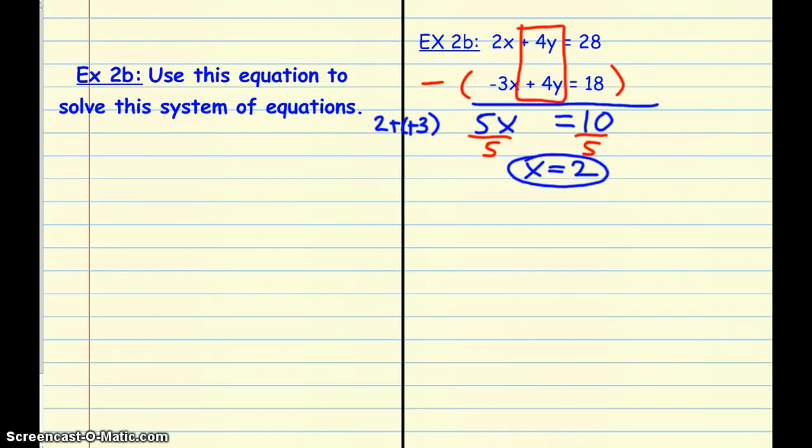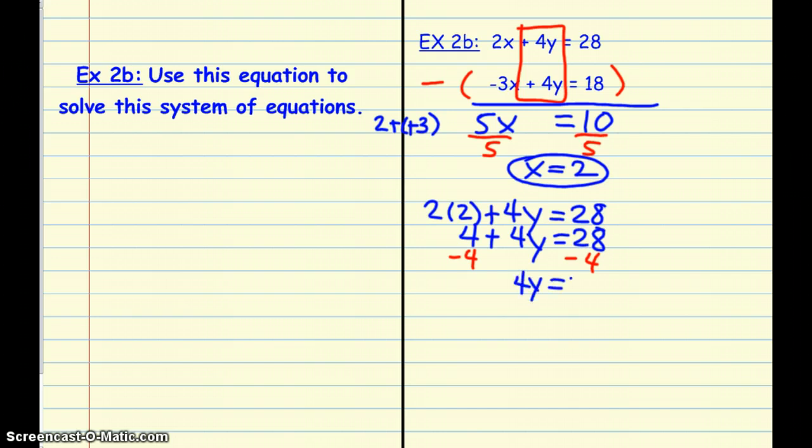Are we done? No, we're not, because we only have the x value, so we're going to take this x and put it up into one of our equations. Again, I'm just picking the first equation. You could pick either. I took the x out, put the 2 in its place, and 2 times 2 is 4. So 4 plus 4y equals 28. I'm going to solve for y, so I'm going to subtract 4. Again, we're trying to get y by itself. So we have 4y equals 24. And then we divide both sides by 4, so we get y equals 6.